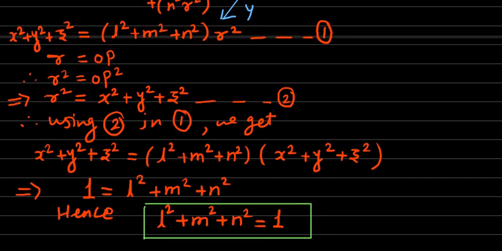We have defined the direction cosines as the cosines of the angles made by a line with the positive directions of the x, y and z axes. It is called the direction cosines of a line. But many times we also require the direction ratios of a line. So therefore we'll go for the direction ratios of a line.